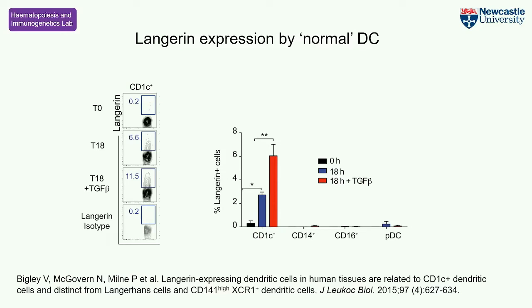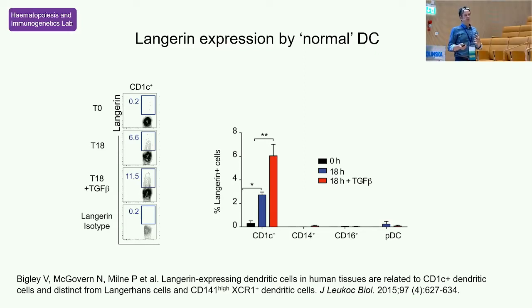So I just want to delve into that a little bit more, because we know that several cells in the blood can potentially express Langerhans. And in fact, what it turns out is that the expression of Langerhans in 1A is not such a pathological event.